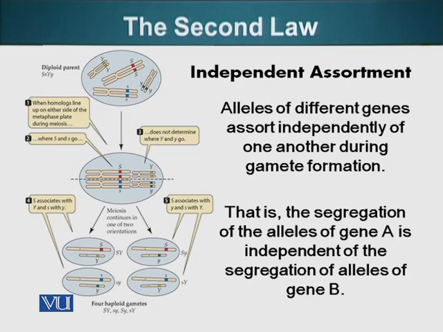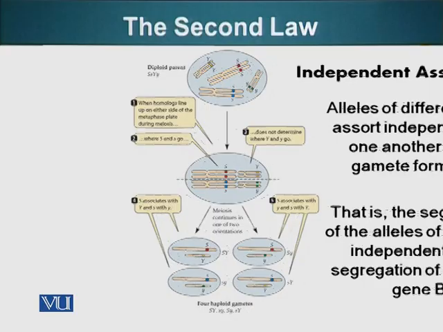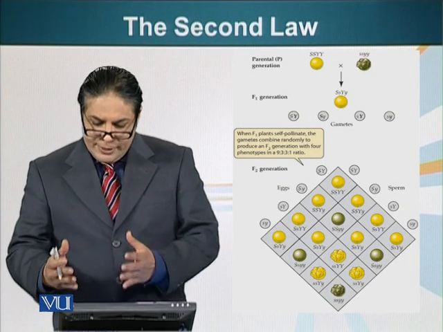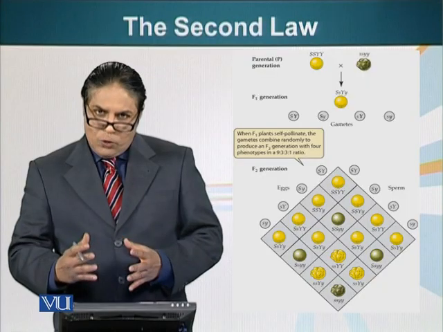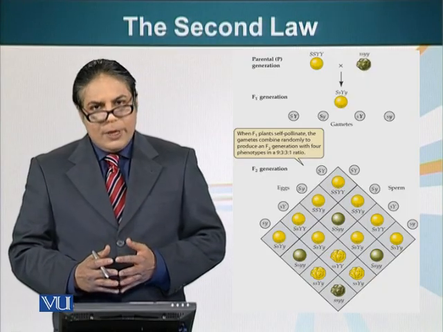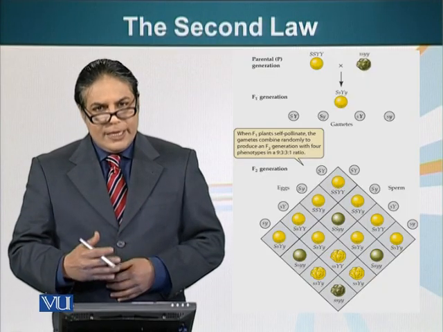Alleles of different genes assort, meaning they are divided into gametes independent of one another during gamete formation. The segregation of allele A is independent of the segregation of allele B. Here, again, you can see the Punnett square in which Mendel did the dihybrid cross to show that genes are assorted independently. We will continue our discussion of genetics in the next module.